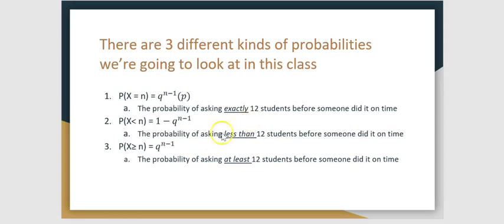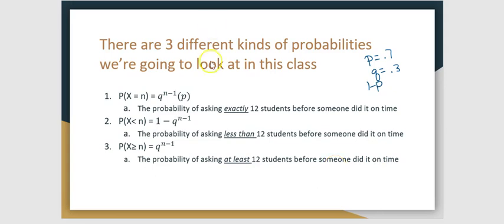So the probability of asking exactly 12 students before someone did it on time. Okay, here's my formula. So for all of these things, you're going to want to know what P is and what Q is. P was the probability of success, so that was 0.7. Q, remember, is 1 minus P. So if there's a 70% chance of success, then there's a 30% chance of failure.